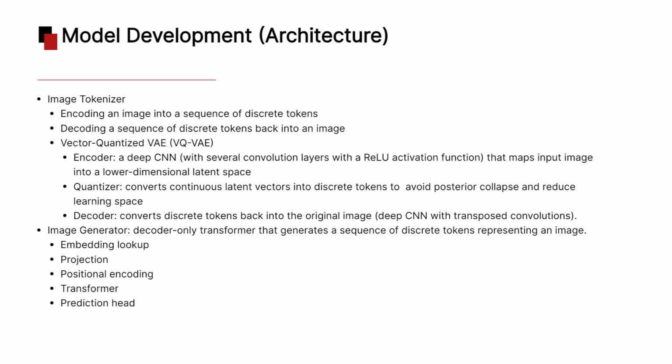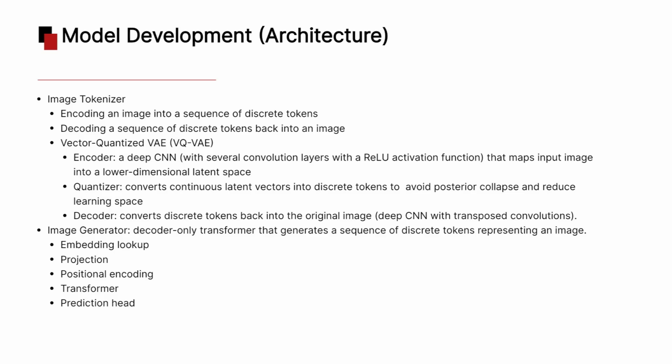1. Image tokenizer, VAE. We use a vector-quantized variational autoencoder for efficient, discrete representation learning. This is essential because working directly with raw pixels in a transformer is computationally prohibitive. The sequence length would be huge, making training slow and memory intensive.